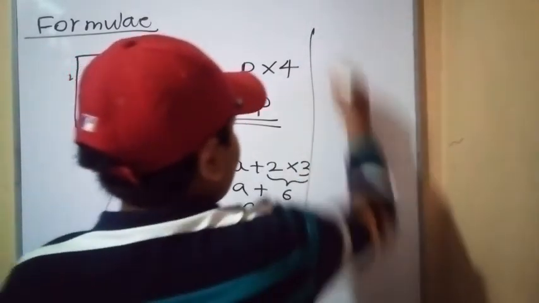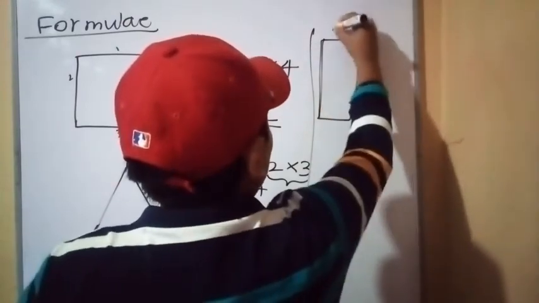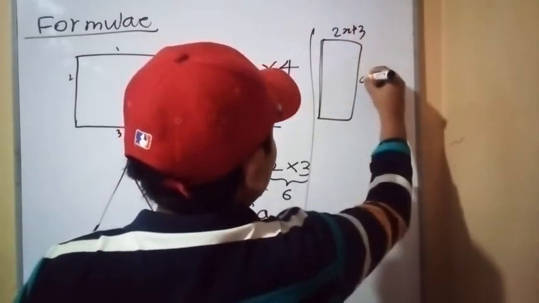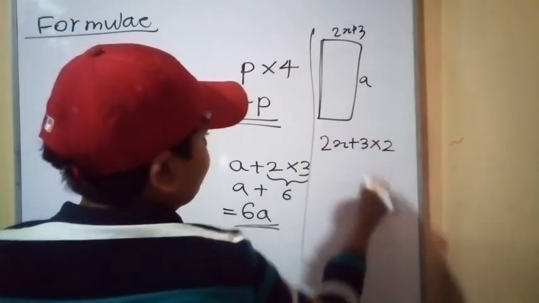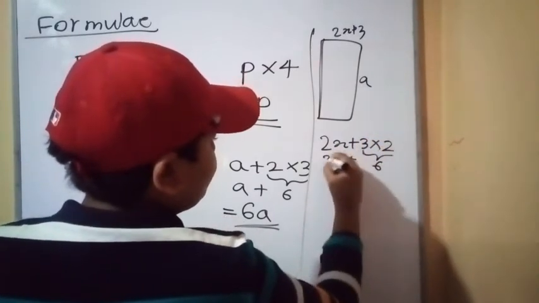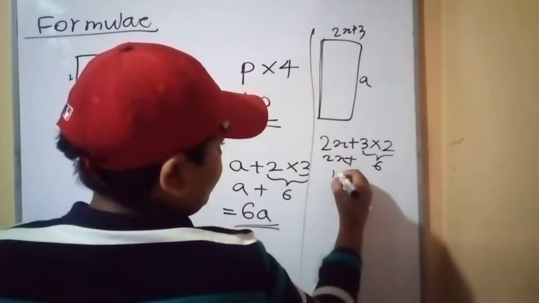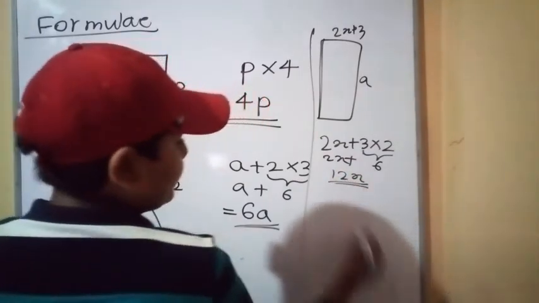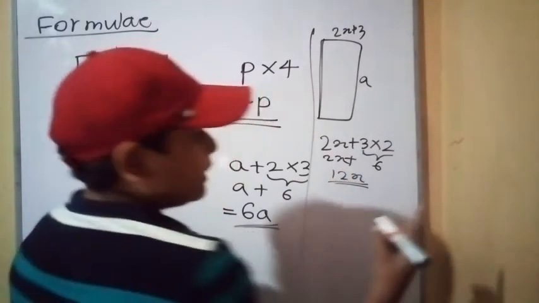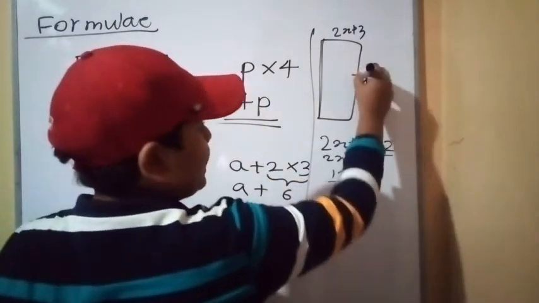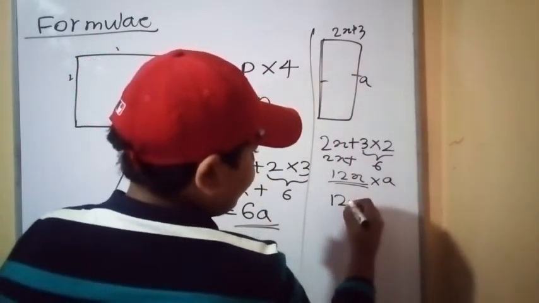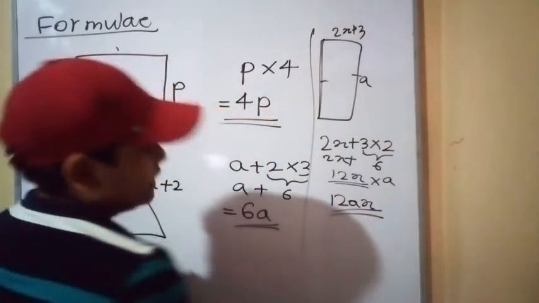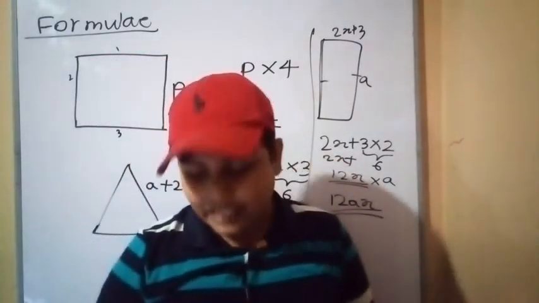Now if you get this rectangle, one side is 2x plus 3, the other side is 1. Find the perimeter. 2x plus 3, multiply by 2. Now that means 6 plus 2x means 12x. That means A also there, 1, 2. Now multiply by A. Now that means 12ax. That's the perimeter. Like that. These are very easy, that formula.